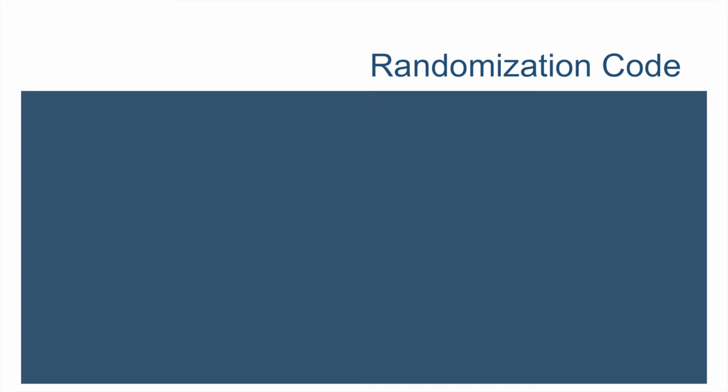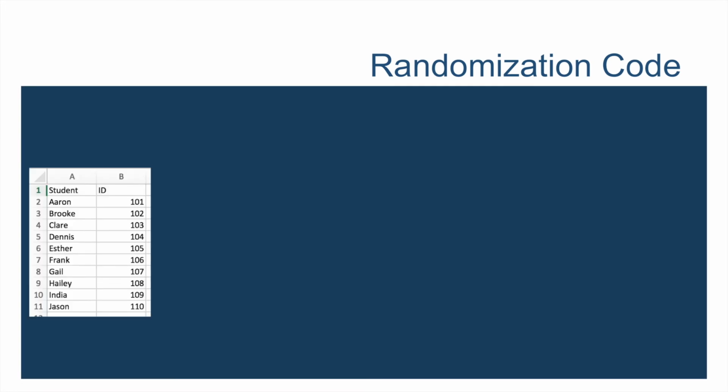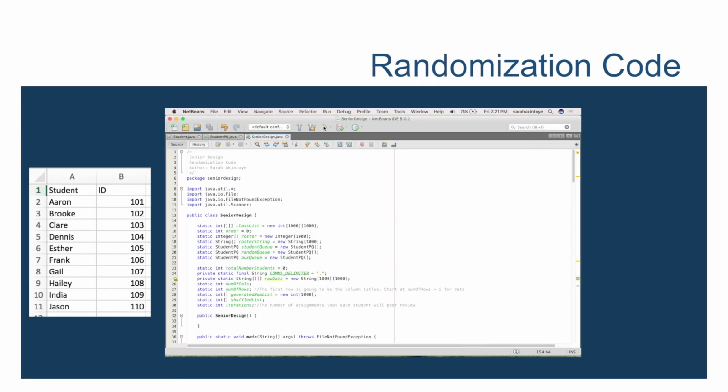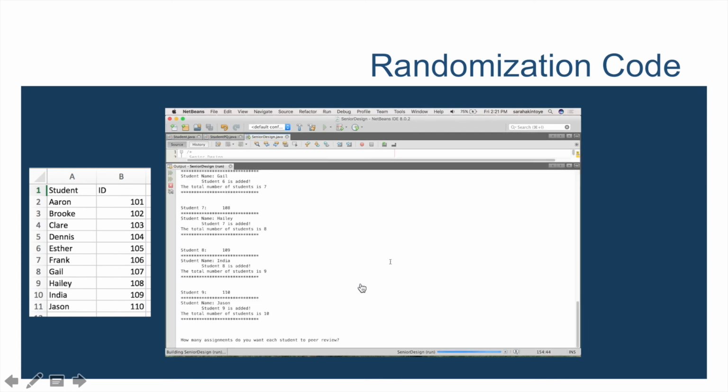The randomization code we developed was used to delegate different peer review assignments to a class roster. The code is implemented in Java using the NetBeans IDE software. The code reads in a file from Excel that is stored in a CSV file. Each student is added into an array and a priority queue.